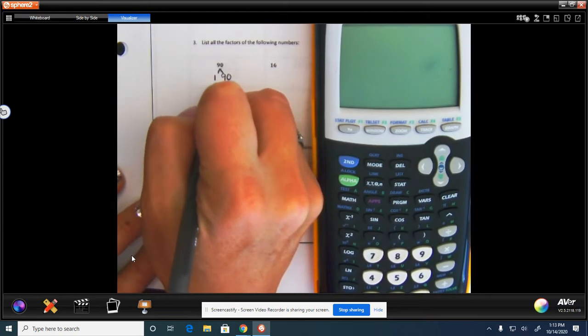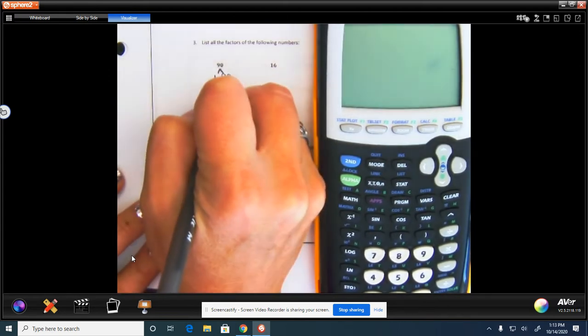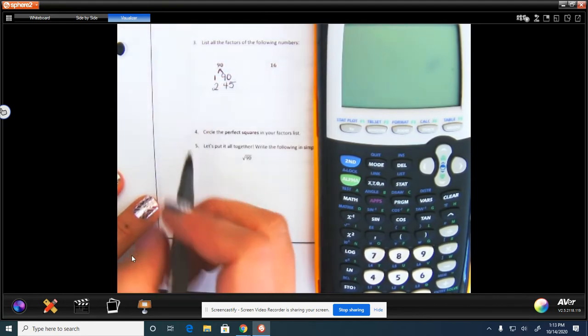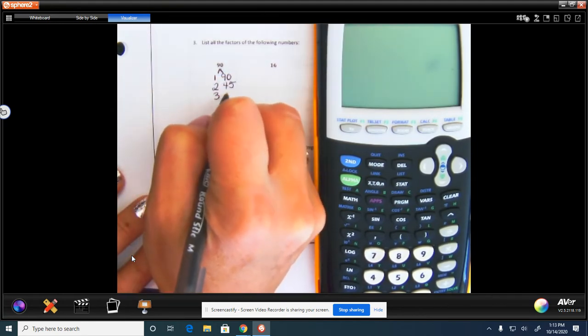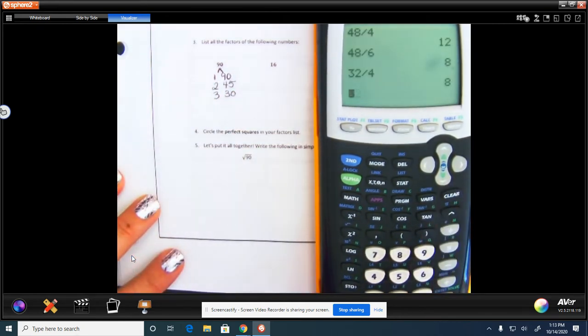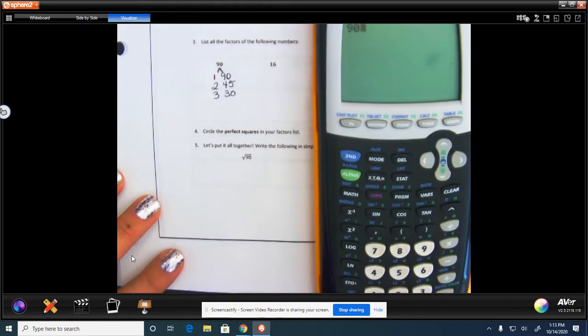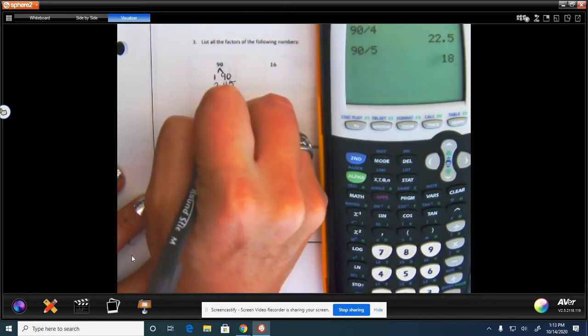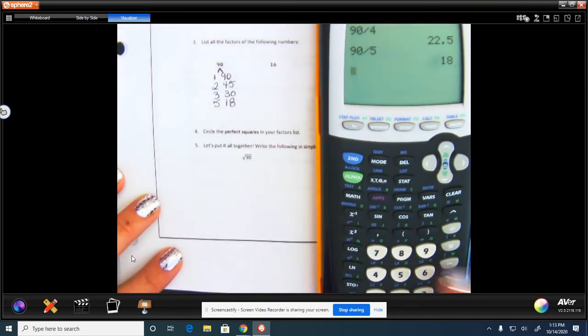Now I'm going to take 90 and I'm going to divide it by the next number, which would be 2. 90 divided by 2 is 45. I'll go to the next number, 3. 90 divided by 3 is 30. Now it's going to get a little crazy, so I'm going to use my calculator. And I'm going to do 90 divided by 4. Get a decimal. Because I get a decimal, I don't want to use that. I want only integers when I'm listing factors. So I'll do 90 divided by 5, the next number up, and I get 18. So 5 and 18 is another set of factors for 90.